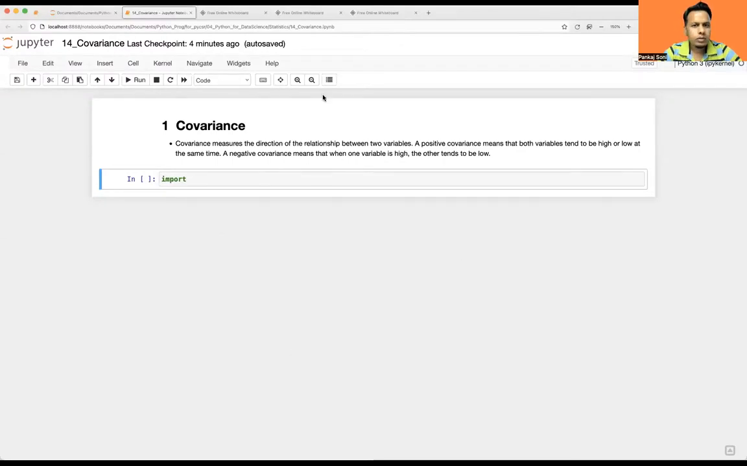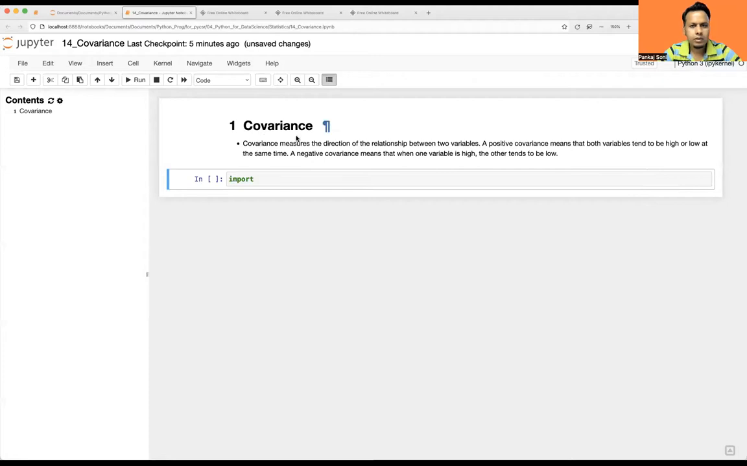So here is the agenda for today. We are going to talk about covariance. Let's read what it is. Covariance measures the direction of the relationship between two variables. A positive covariance means that both variables tend to be high or low at the same time. A negative covariance means that when one variable is high, the other tends to be low.